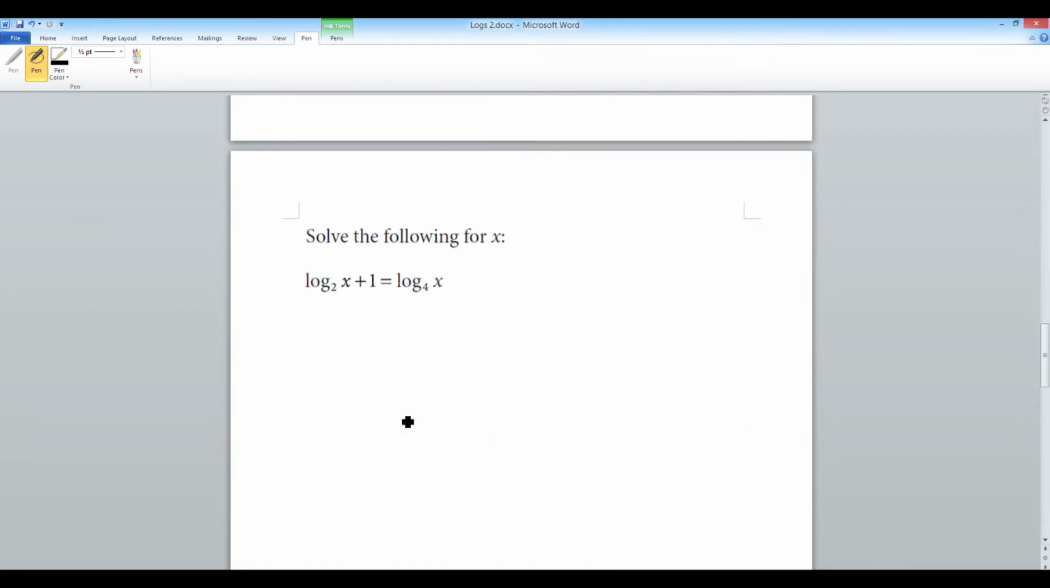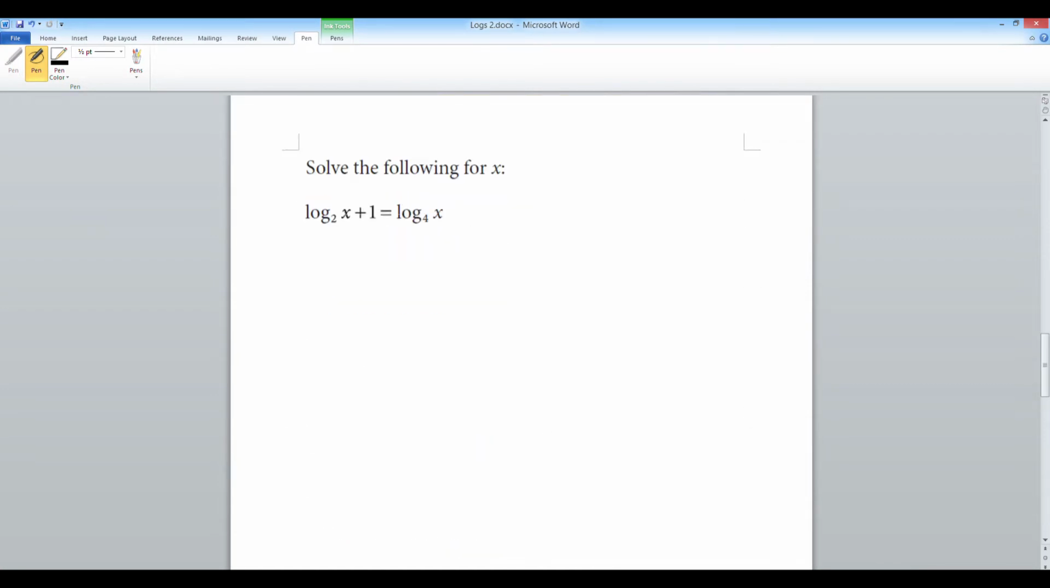Let's take a look at some examples. Solve the following for x. Log base 2 of x plus 1. Please remember that this is separate. This plus 1 is not inside my logarithm. Now, the moment I see this 1 here, I want to change this in order to work with this log base 2 of x. The base here is 2.